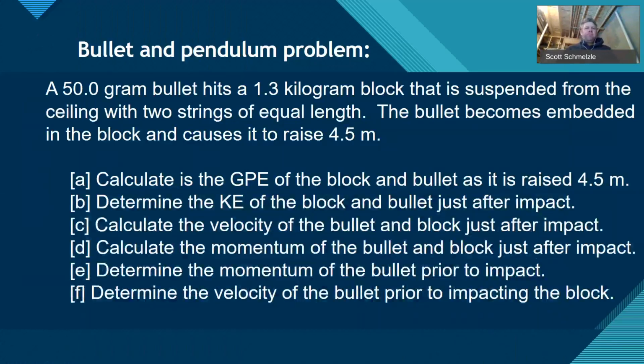Here's our problem for you. If you want, go ahead, pause, and write down your information here, because you've got a 50-gram bullet and a 1.3-kilogram block that is suspended from the ceiling with two strings of equal length. The bullet becomes embedded in the block and causes it to rise 4.5 meters. As you look at this, you've got 2, 4, 6 prompts and 3 numbers. Immediately, it gets a little dicey because there are a lot of questions but a little bit of information.